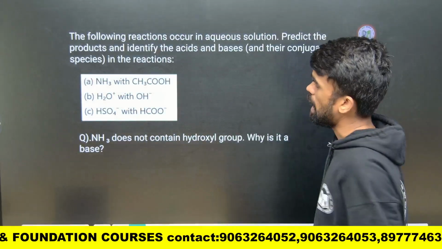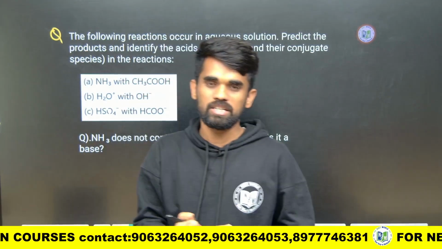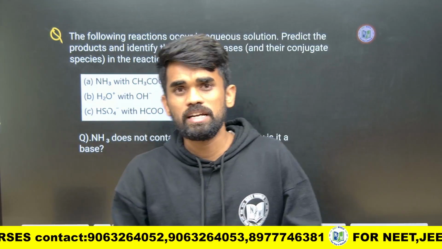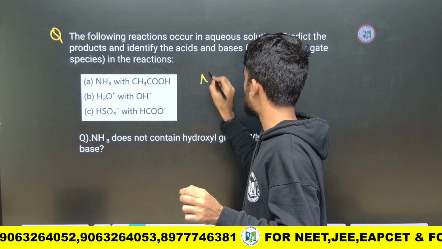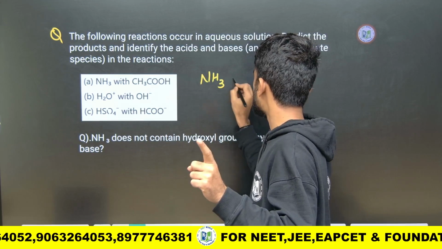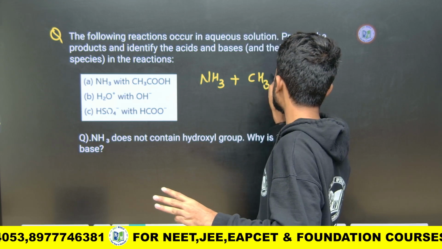Okay, then next I have a question for you. These questions are based on the previous session discussion. That is, we have discussed acid base theories. So what are the acid base theories we have studied? Lewis acid base theory, Arrhenius acid base theory, Bronsted acid base theory. These are the things we have studied.